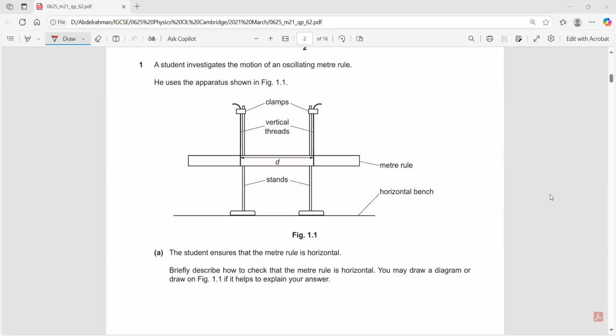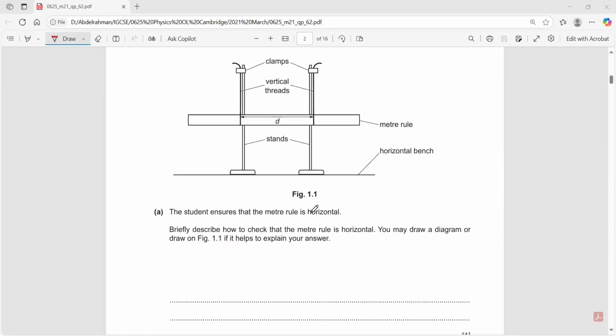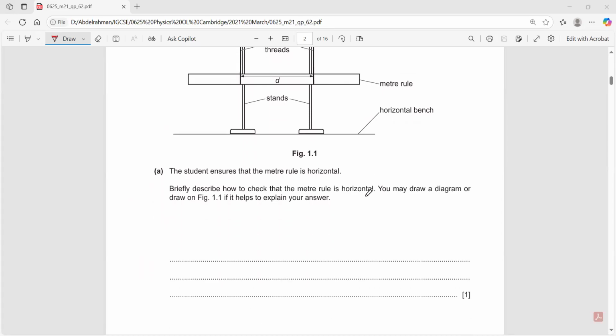He uses the apparatus shown. The student ensures that the meter ruler is horizontal. Briefly describe how to check that the meter ruler is horizontal. How can he make sure that it is fully horizontal? He needs to measure the distance. One of the easiest methods is to measure the distance on either side and make sure that these two distances are equal. So I can measure this distance and this distance, and make sure that they are equal.